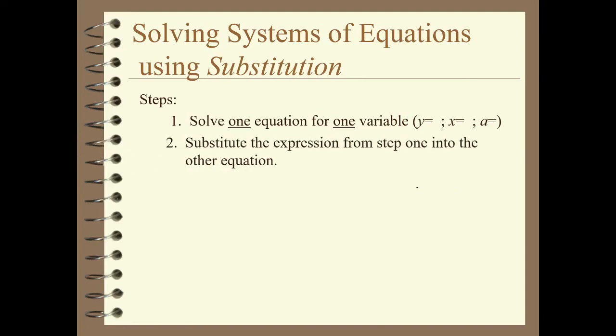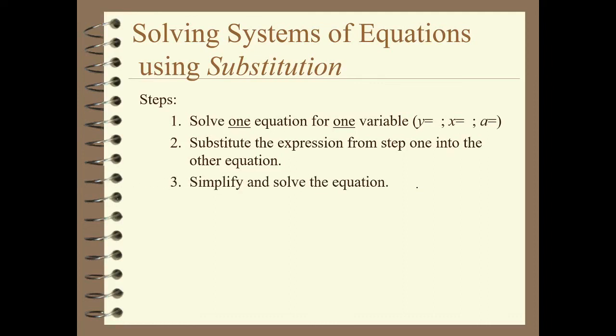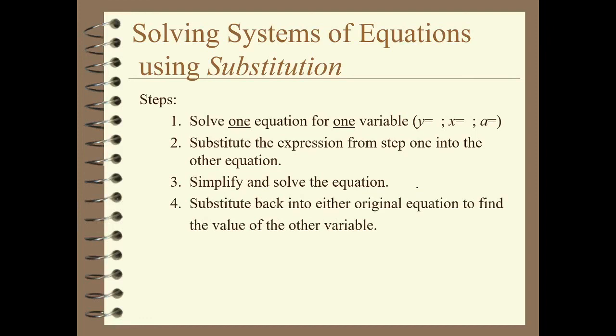Now next, number 2, substitute the expression from step number 1 into the other equation. Don't worry, we will go over that as we go on with the solving for our examples. Number 3, simplify and solve the equation. Number 4, substitute back into either of the original equations to find the value of the other variable. Number 5, check the solution in both equations of the system.